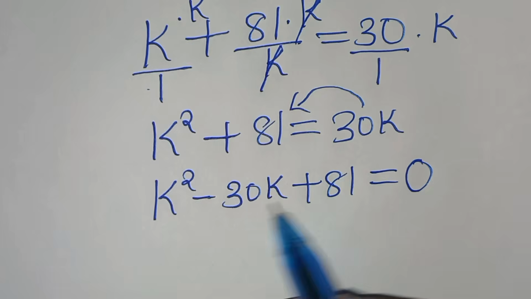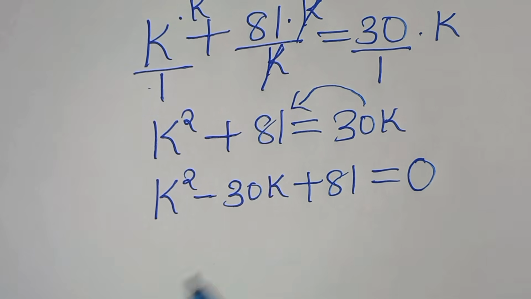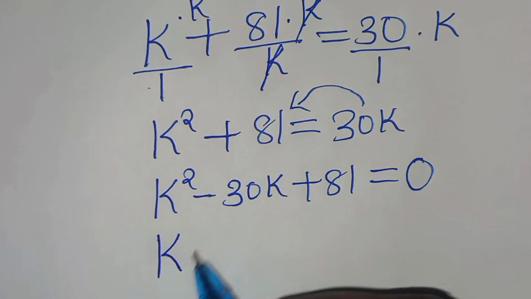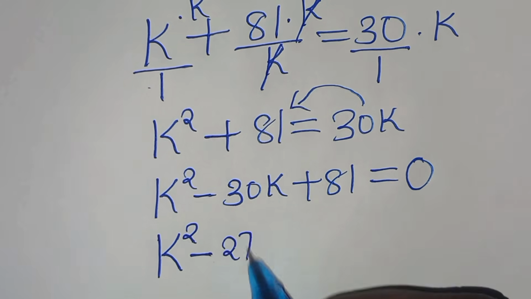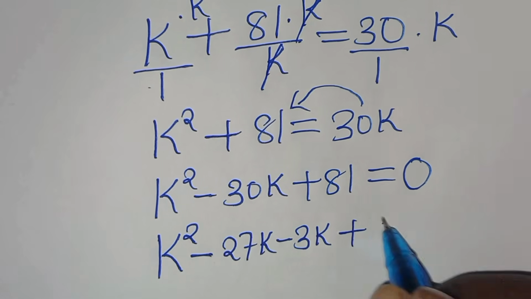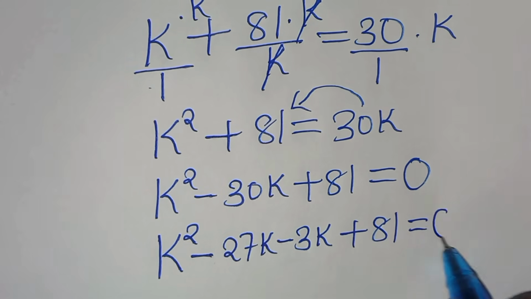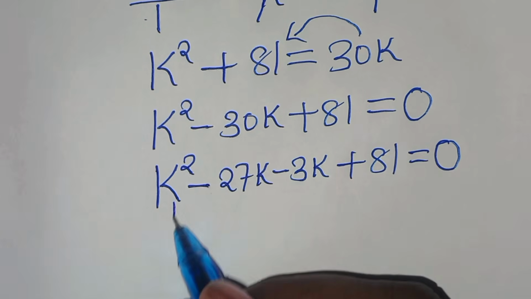Now, this is a quadratic equation. We can solve this quadratic equation by the factorization method. We have k to the power of 2 minus 27k minus 3k plus 81. This is equal to 0. Now, this means we have got two parts here.